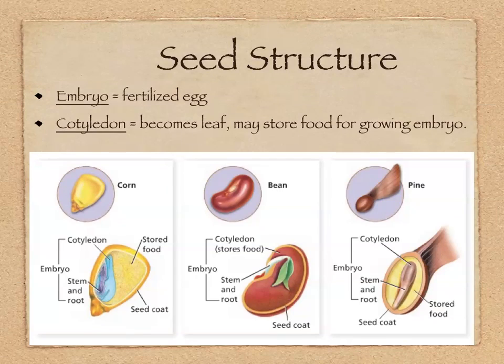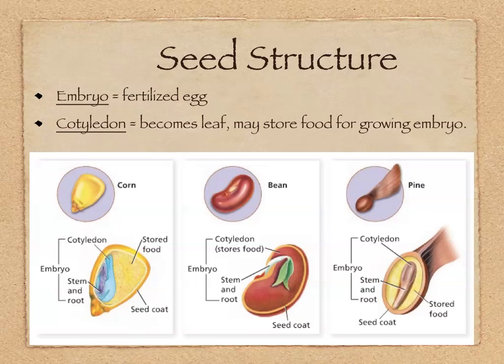Well, let's take a closer look at seed structure. There are two vocab words I'd like you to write down and memorize. Embryo is one of them, and an embryo is just a fertilized egg. And we'll talk about how that gets fertilized in just a second. The other vocab word that I'd like you to know is cotyledon, and the cotyledon is the structure inside the seed that will become the leaf, and it may store food for the growing embryo.